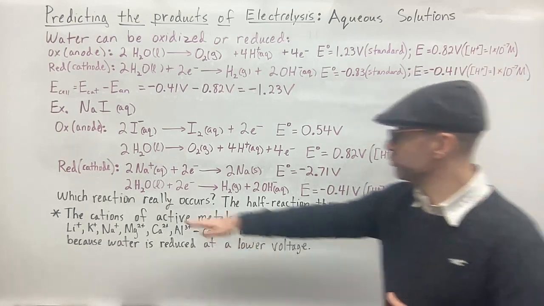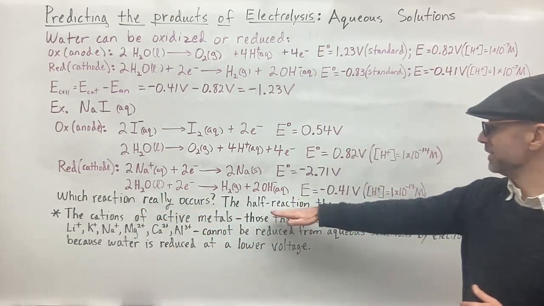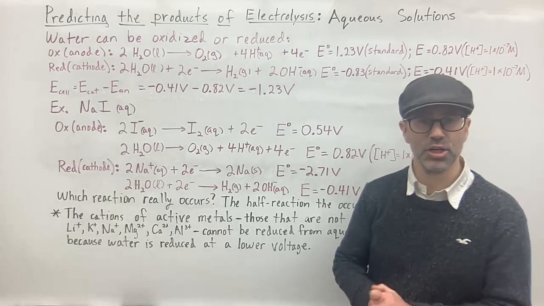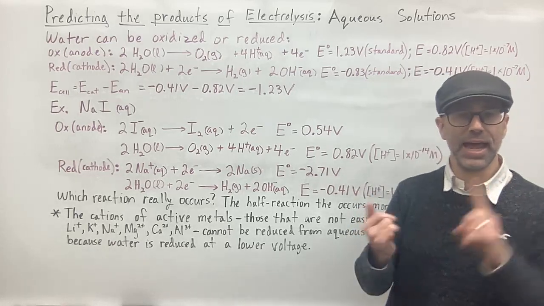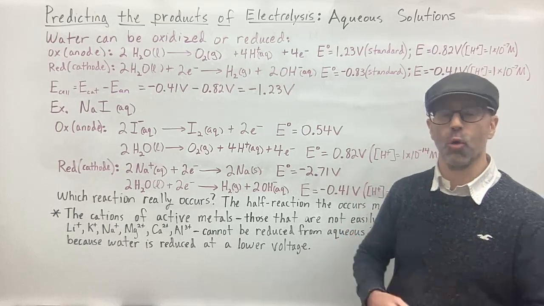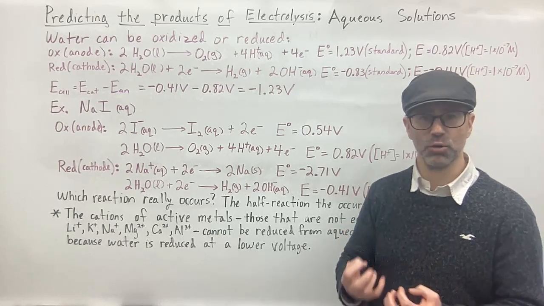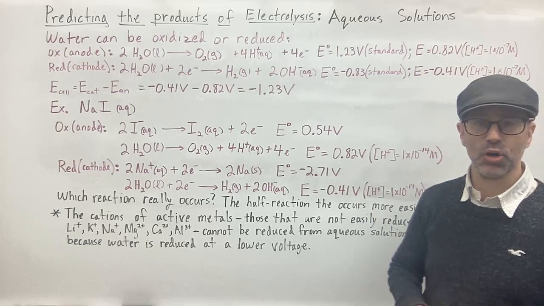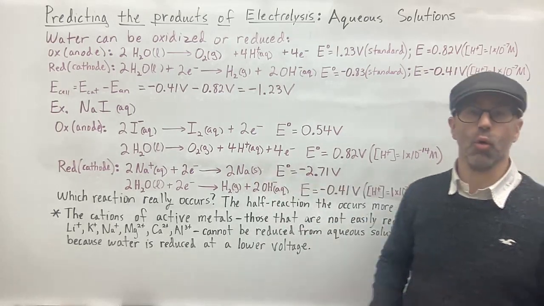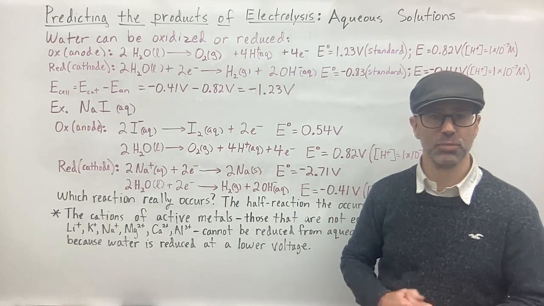So which reaction really occurs? Well, it's the half reaction that occurs most easily. What is the reaction that occurs most easily? Well, at the anode, it's going to be the one that has a more negative or less positive electrode potential. And at the cathode, it's going to be the one that has a more positive or less negative electrode potential.